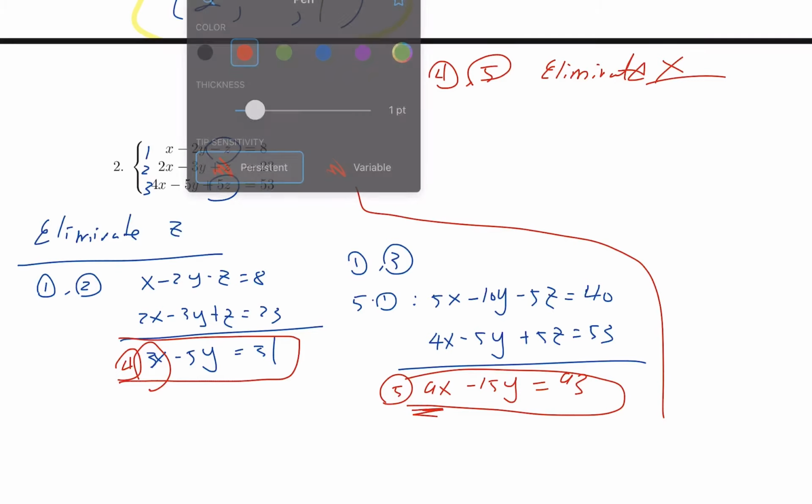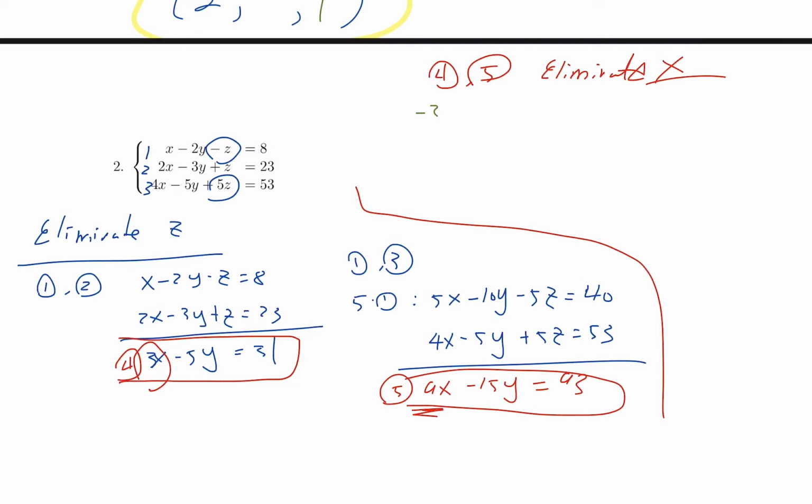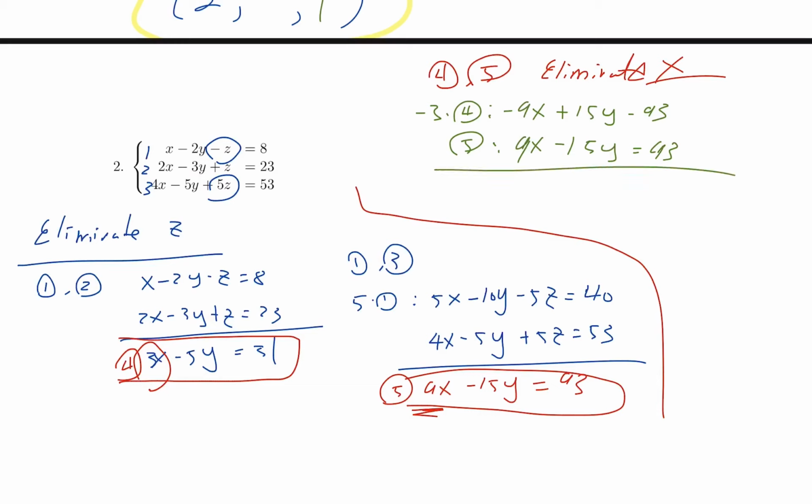So let me use a different color actually. So negative 3 times the fourth equation gives me negative 9x plus 15y equals negative 93. And the fifth equation is just 9x minus 15y equals 93. So we add, and we end up getting 0 equals 0. This is always true, right? So this one actually has an infinite number of solutions. Infinite solutions.